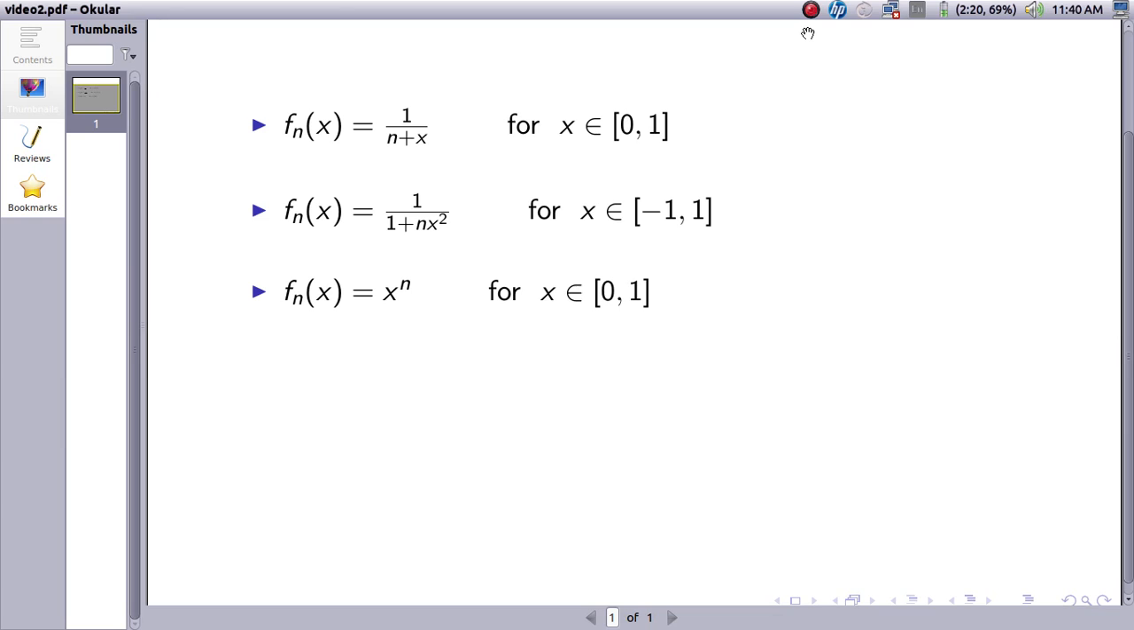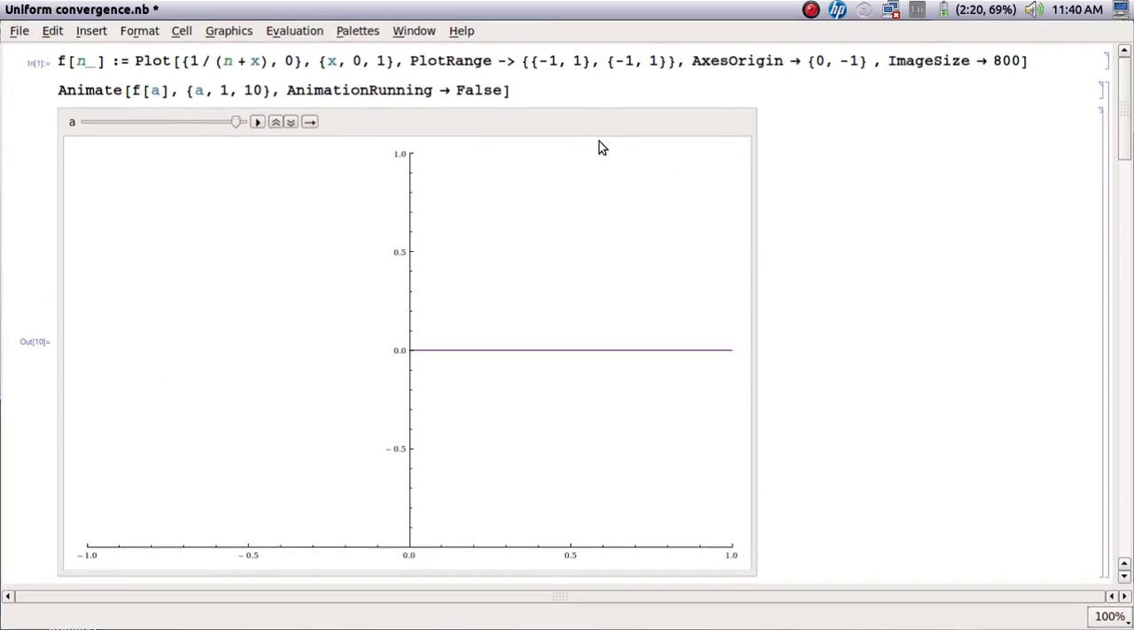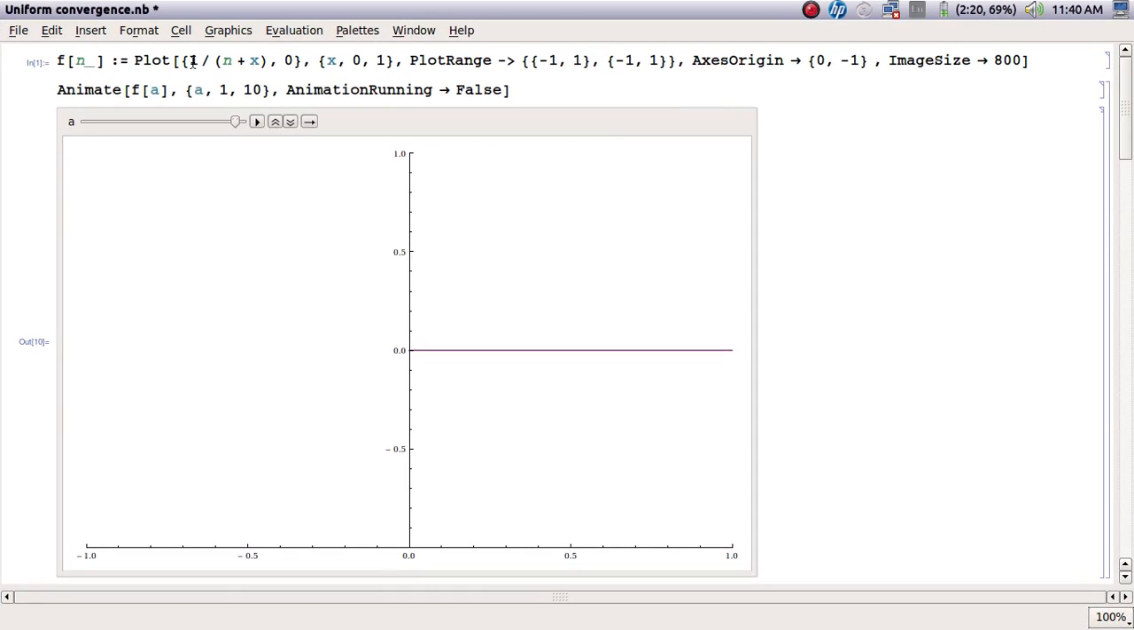In this video we consider only these three functions. First function: fn of x equal to 1 by (n plus x), where x lies in the closed interval 0 and 1. This is the function defined as 1 over n plus x.